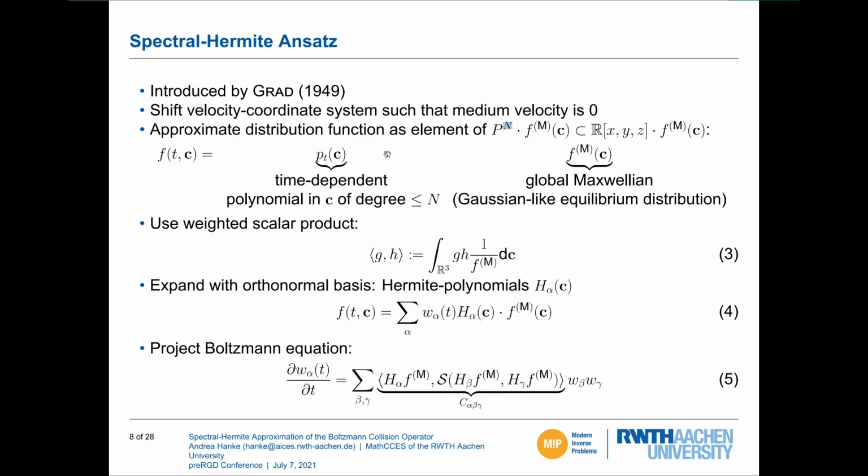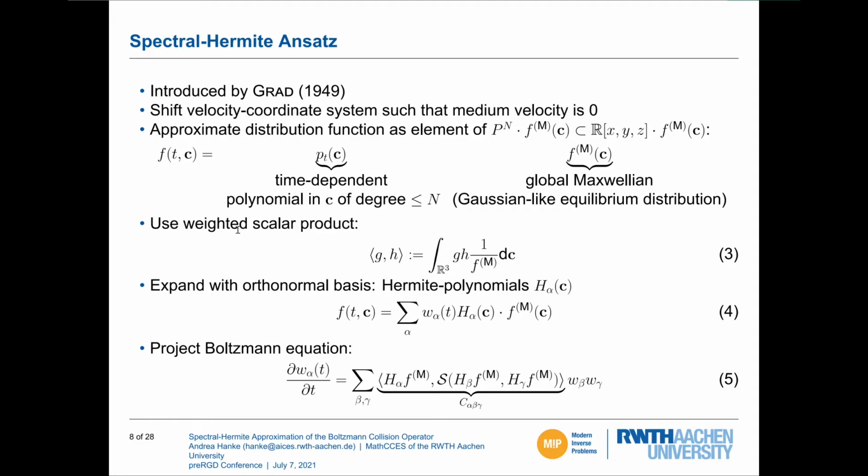So if you want to take a look at our distribution function f of t and velocity c, we have a time-dependent polynomial in c, which is of degree n or less. And we also multiply the whole polynomial by a global Maxwellian function, which is just a Gaussian-like equilibrium distribution.